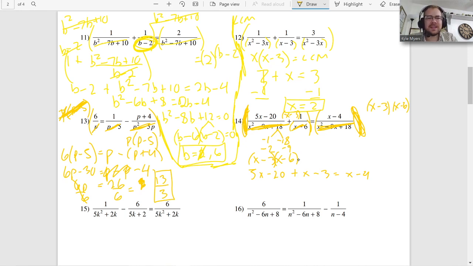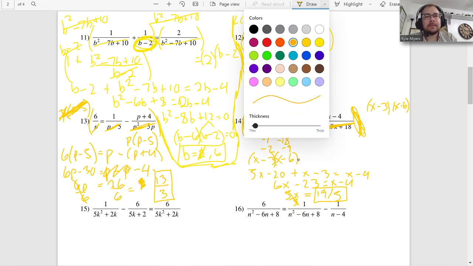All right, that actually wasn't that bad. So then we have 5x plus x is 6x, negative 20, negative 3, negative 23. We want to subtract x from both sides, add 23 to both sides, so that's going to be 19. And then we divide both sides by 5. 19 fifths is the answer. All right, on to the next one.